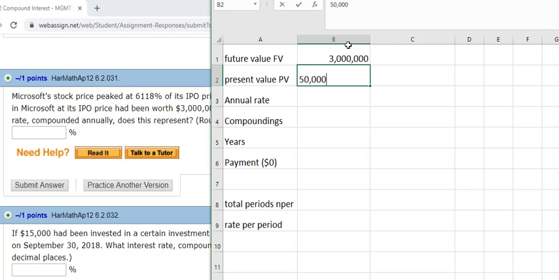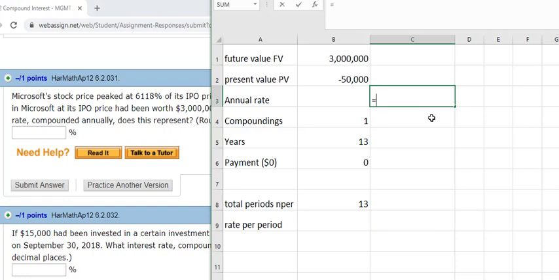This is the first time I've had to do a present value and a future value. So now I need to just tell you that one of those has to be negative. You have to think of either the future value or the present value has to be negative. I'll put it on the present value. Annual rate is what we're trying to find. Compoundings, compounded annually, so that'll be 1. Years was 13, and no additional payments. Okay, the total number of periods will also be 13 because it's only once per year, and the rate per period is what we're trying to find.